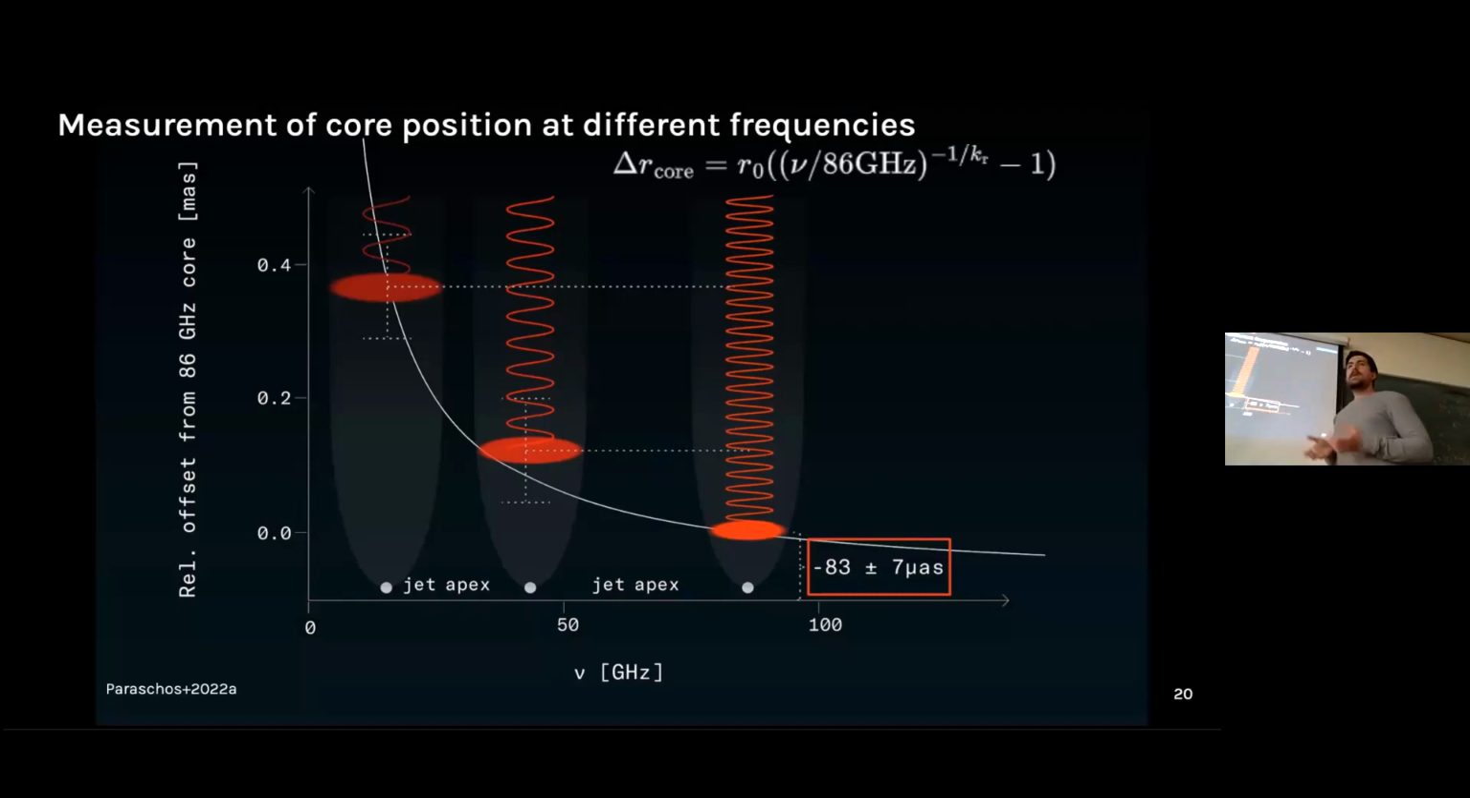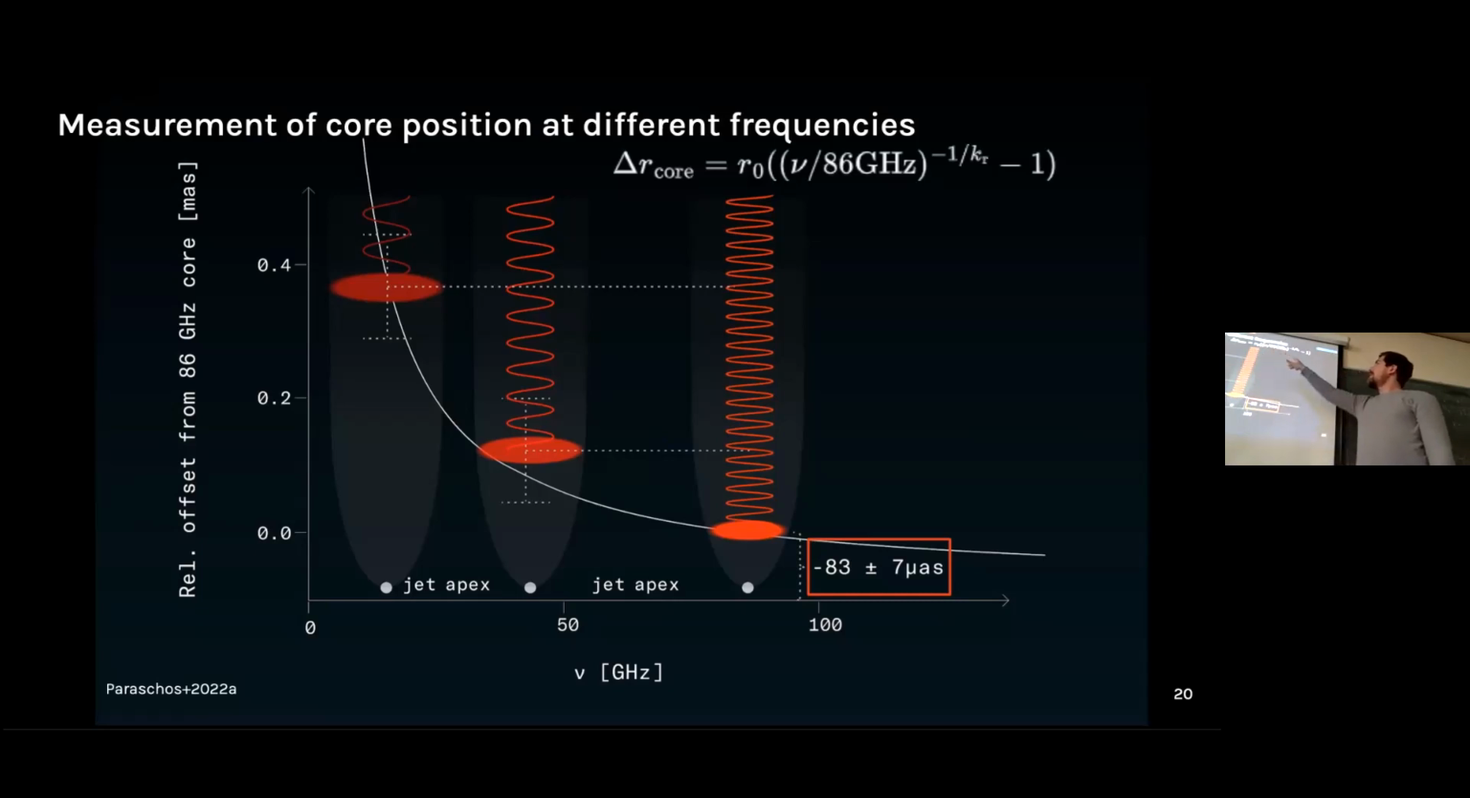Now, since we don't know absolute positions, we have to set one of them arbitrarily to 0. So we set 86 to be at 0, and then we can see compared to 86 where 43 and where 15 is. Again, I'm illustrating here that we have a jet, the jet apex here, and the distance between the jet apex and the core increases with decreasing frequency. That's also how I'm plotting the observations, by the observing frequency.